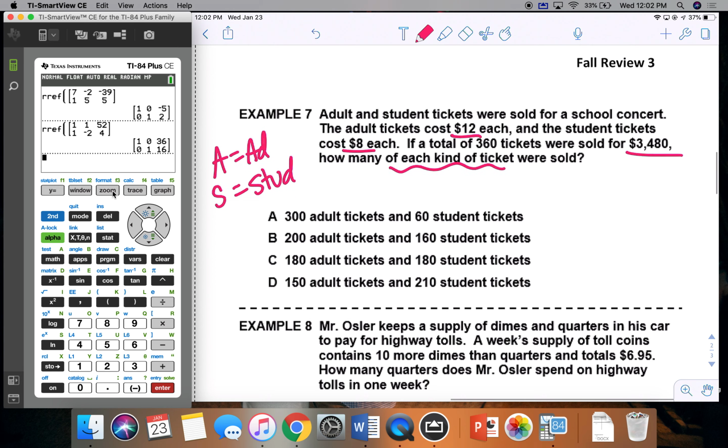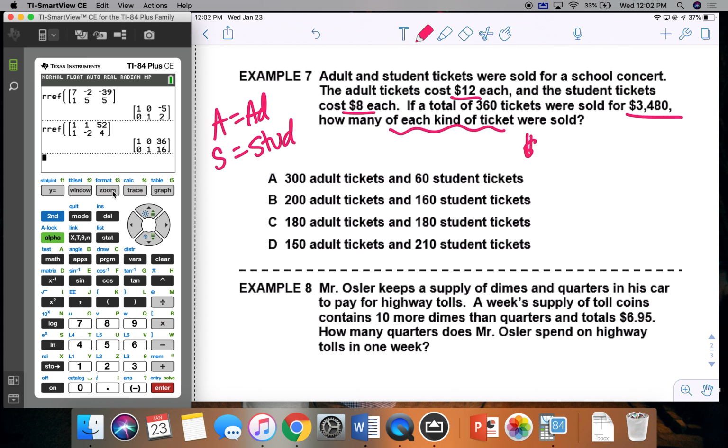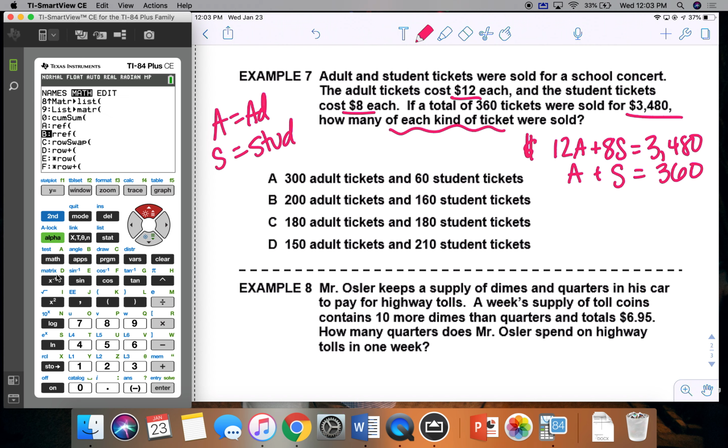Because I have money, money, and a total money, I'm going to have a money equation. So 12 for adults, 8 for students equals 3,480. And then I had some adult and some student for a total of 360 tickets. This is set up for matrices, so I'm going to go ahead and plug it in. Second matrix, math, RREF, alpha, zoom, 2 by 3. So I have 12, 8, and 3,480, 1, 1, and 360.